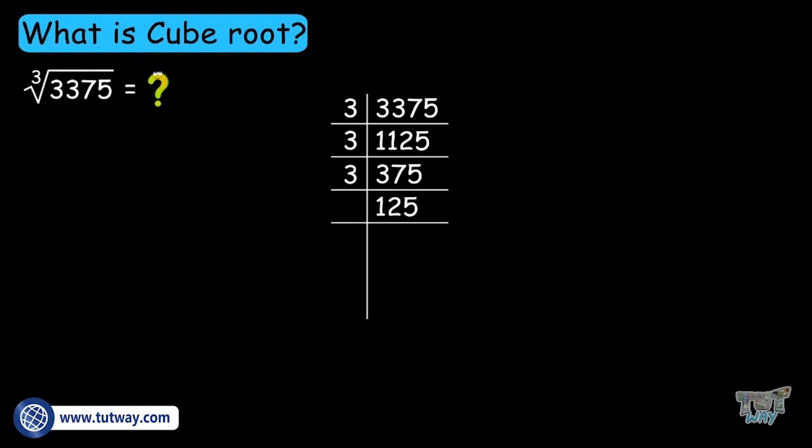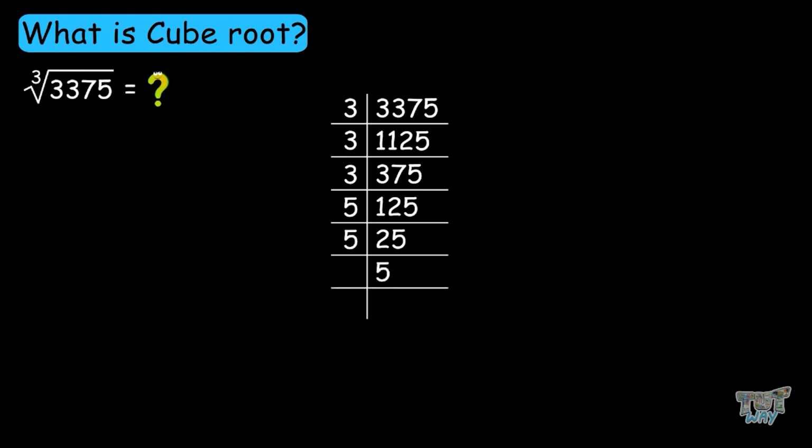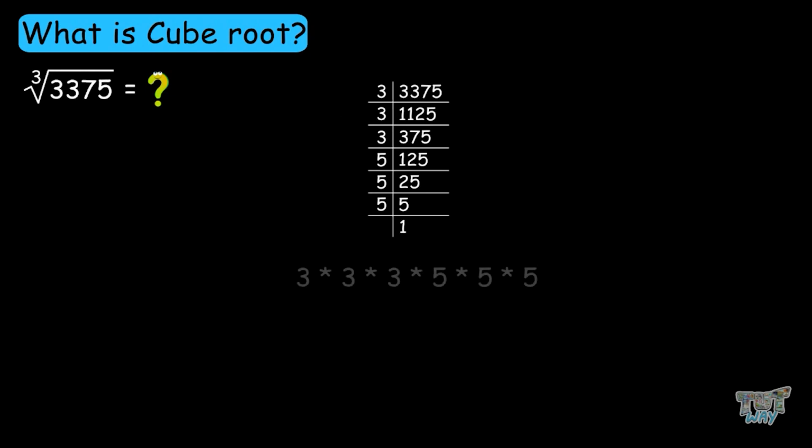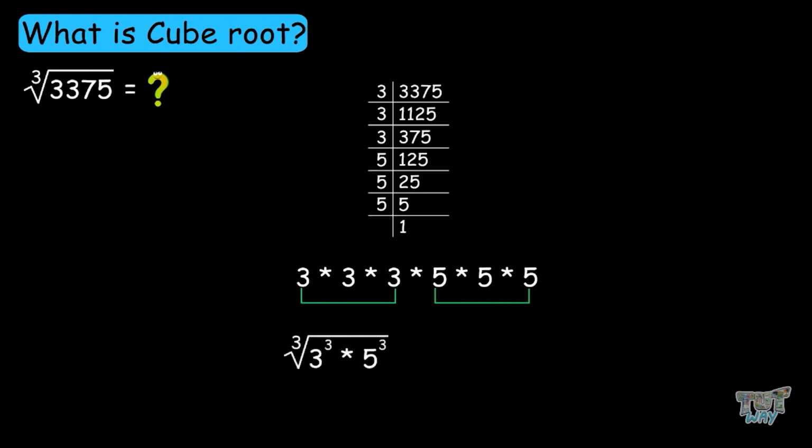Now 125 is not divisible with 3, so we use the next possible prime factor. It will be 5. We'll get 25. 25 is also divisible by 5, so we use 5 again. And now we get 1. Prime factorization is 3 times 3 times 3 times 5 times 5 times 5. And for finding the cube root, we need to have each factor that occurs 3 times. In this prime factorization, 3 occurs 3 times and 5 occurs 3 times. So the cube root of 3,375 is 3 times 5, which equals 15.